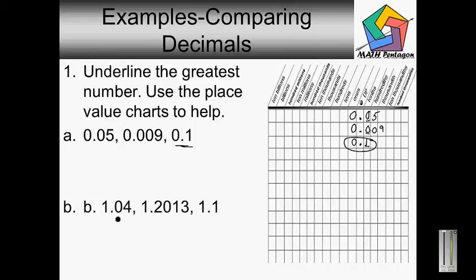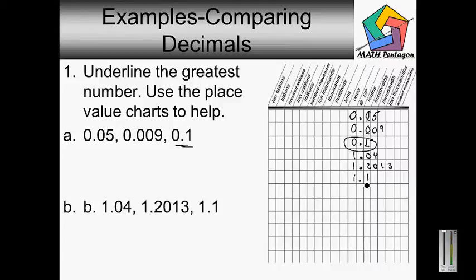Okay, we have 1.04 and 1.2013 and 1.1. So we're going to plug this in the place value chart to make things easy. So we put 1.04, 1.2013, and 1.1. So we have all the same numbers in the ones place, 1, 1.